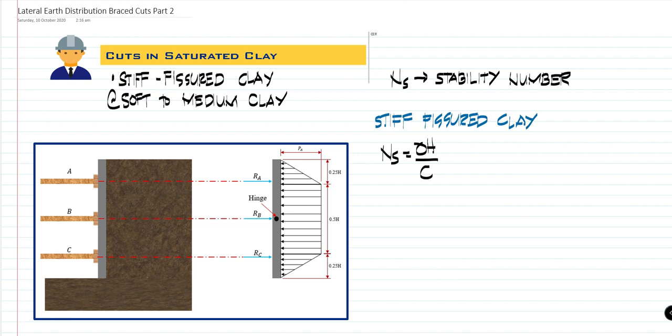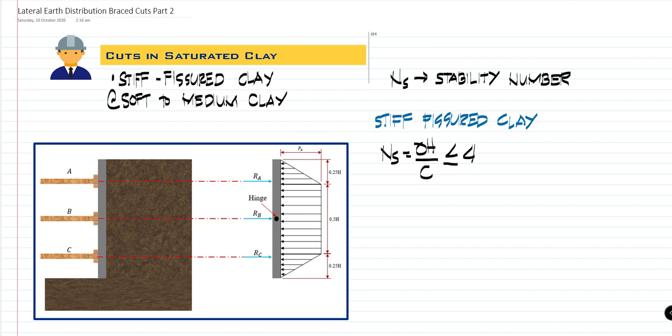So, para ma-determine natin or para maging stiff fissured clay yung sinosolve nating soil on the braced cuts, dapat daw ang stability number should be lesser than or equal to 4. So, pag lesser than or equal to 4, yung sinosolve nating soil or clay, that is a stiff fissured clay. Then, ang diagram na gagamitin natin for a stiff fissured clay is the one shown here.